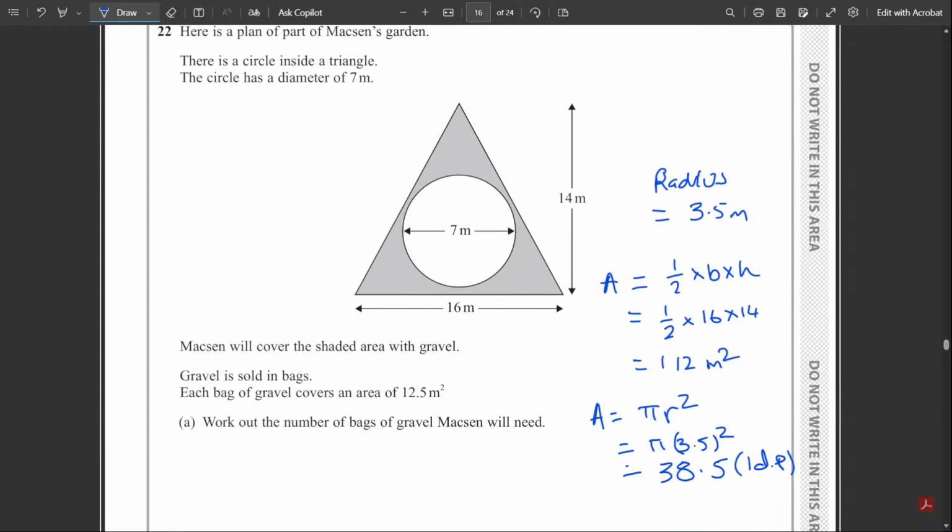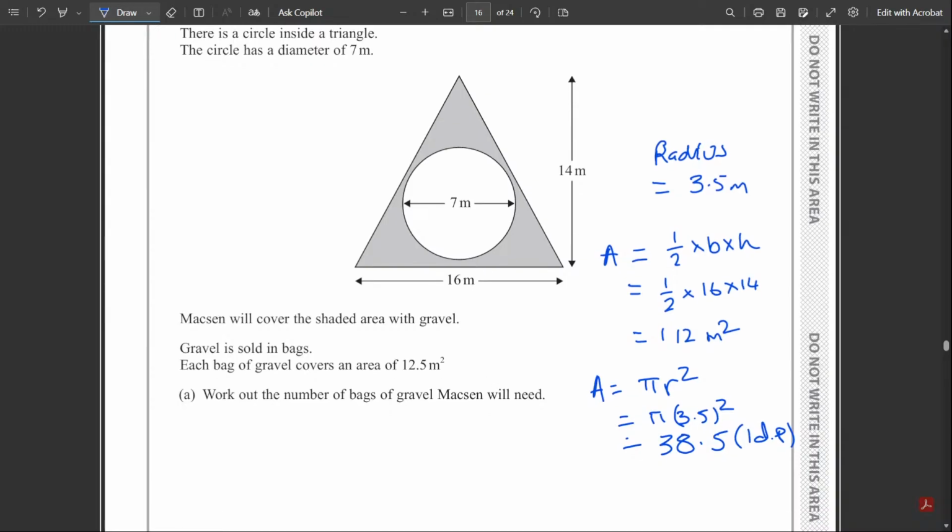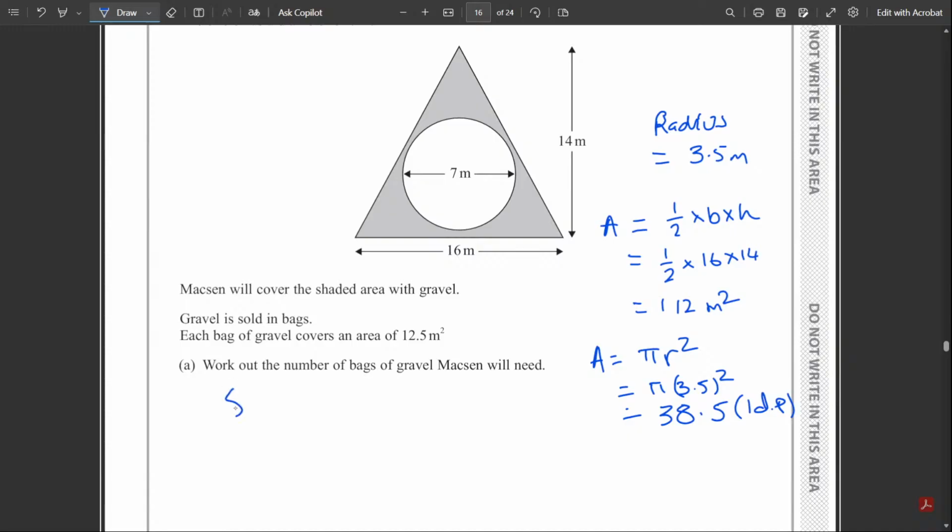But we've got the two things that we needed. Now, if I want the shaded area, it is the area of the triangle, which is 112, take away 38.5, the area of the circle.